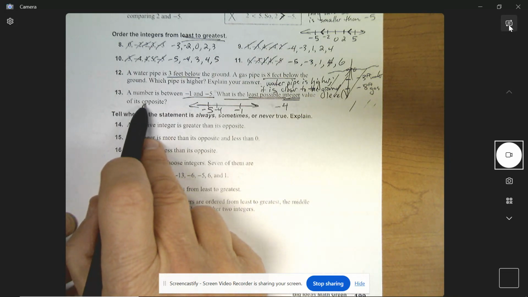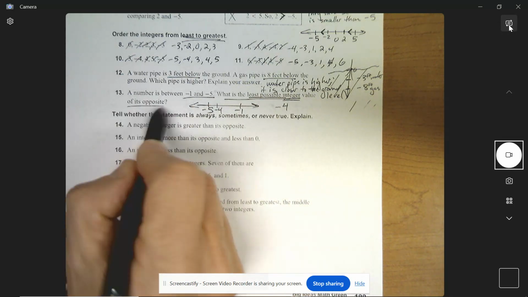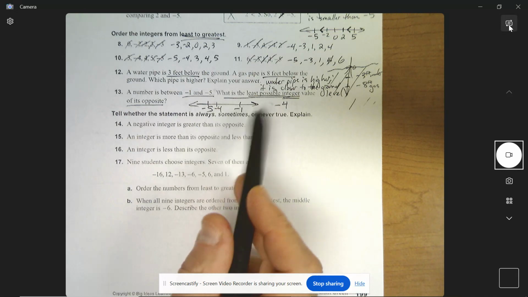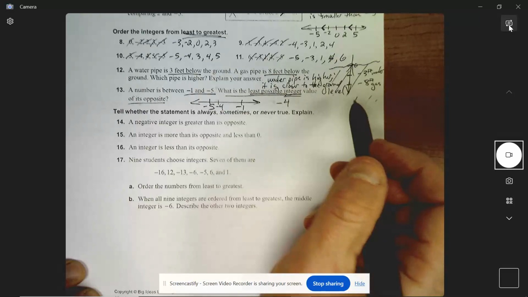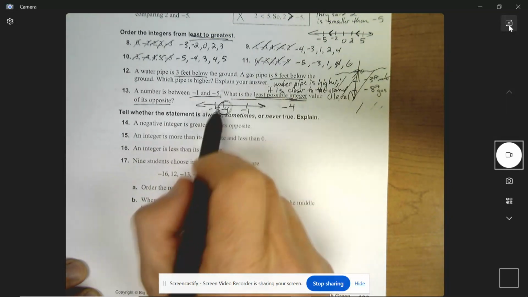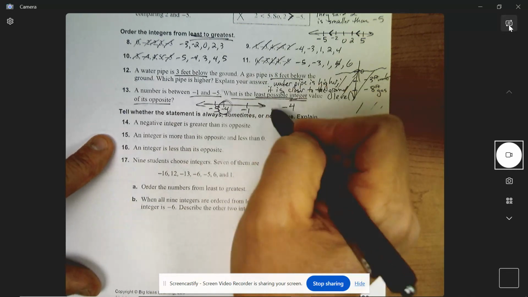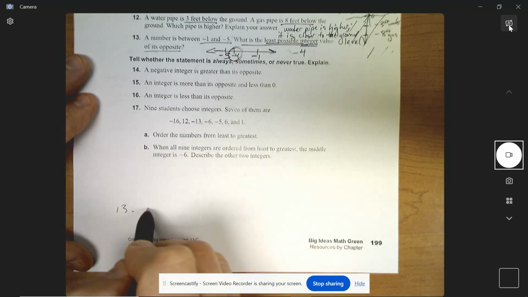Oh, what is the least possible integer value of its opposite? -1. What is the least possible value of its opposite? Oh, goodness, I did not read that. So this would be the least possible between the two, but now we're looking at the opposites. Well, daggone it. Let me redo this one. I'm going to do this one at the bottom, 13. Alright, so let me redo this.